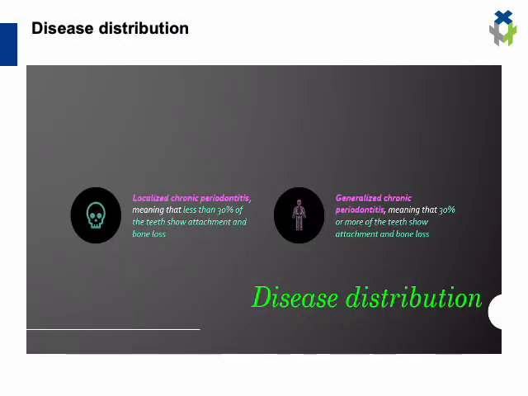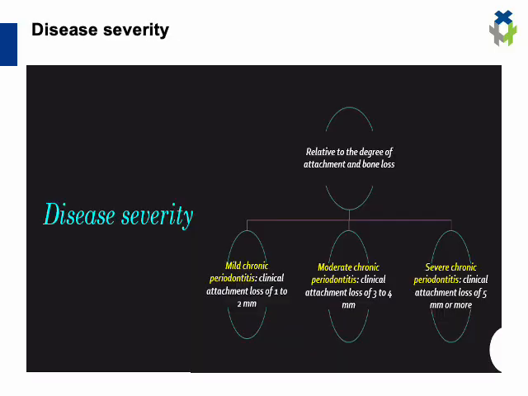Based on the disease distribution, chronic periodontitis can be either localized or generalized. Localized chronic periodontitis shows attachment loss and bone loss in less than 30% of the teeth, whereas generalized chronic periodontitis means that 30% or more of the teeth show attachment loss and bone loss.